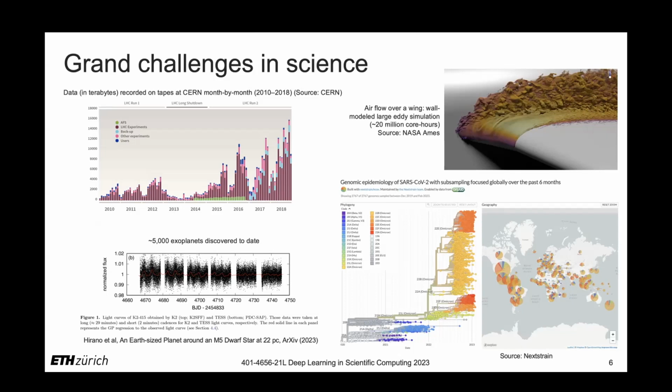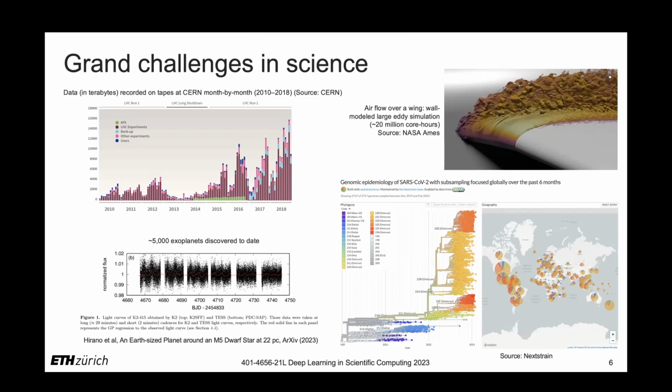Okay, let's go to the top right. This is a simulation of the flow over an aircraft wing. Computational fluid dynamics is super valuable for many different industries and scientific disciplines, and very important if you really want to understand how to safely fly. The problem with this is this simulation took 20 million core hours. So we're talking weeks on a massive supercomputer, costing hundreds of thousands of dollars. So any way we can speed this up with accelerated computing or machine learning perhaps would be a really big win.